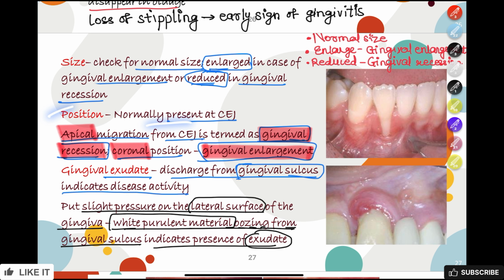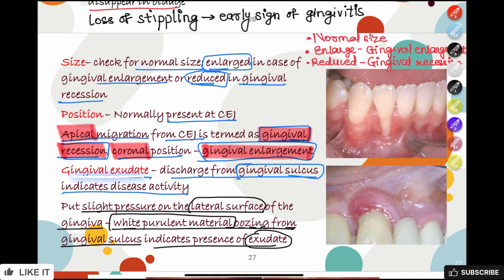The position is normally 1 to 2 mm coronal to the CJ. Normally the gingiva is present 1 to 2 mm coronal to the CJ. If there is apical migration of the gingiva, it is termed gingival recession. Coronal position is termed gingival enlargement. So this is the CJ. If it goes up, it means gingival enlargement. If it goes down from the CJ, it is gingival recession. In gingival enlargement the margin goes above the CJ, in gingival recession it goes below.